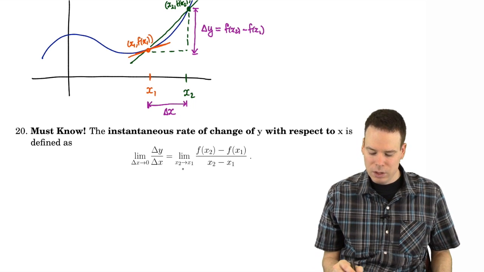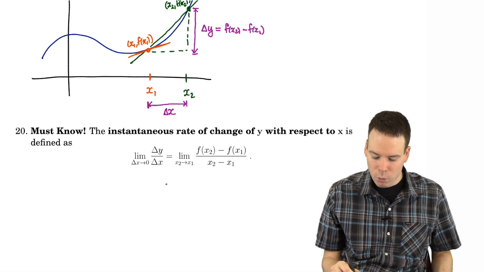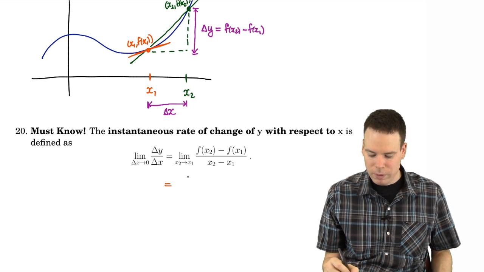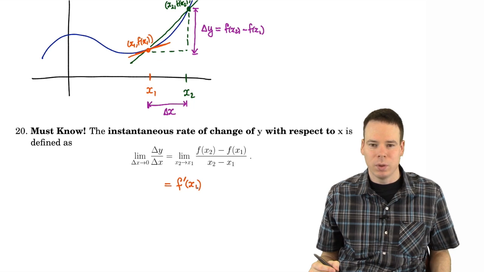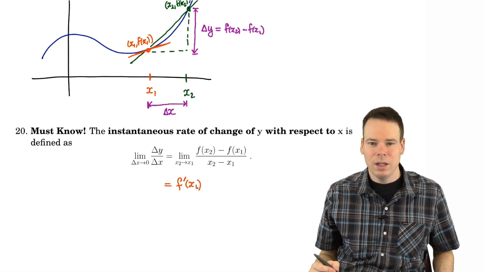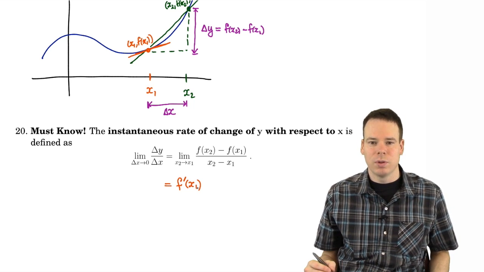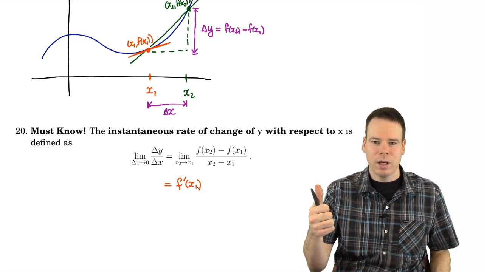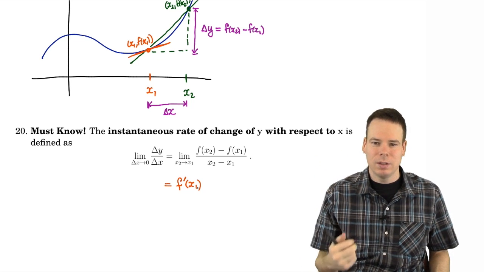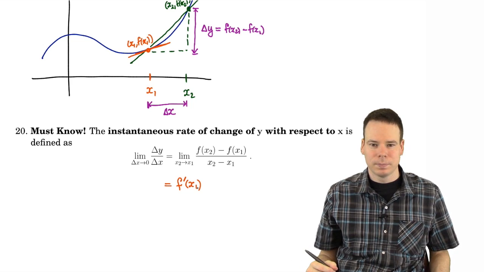So the instantaneous rate of change is defined to be that limit, which we recognize as being the derivative at that point x1. So instantaneous rate of change in general is this derivative. We've encountered the derivative again: tangent line problem, velocity problem, now instantaneous rates of change in general.